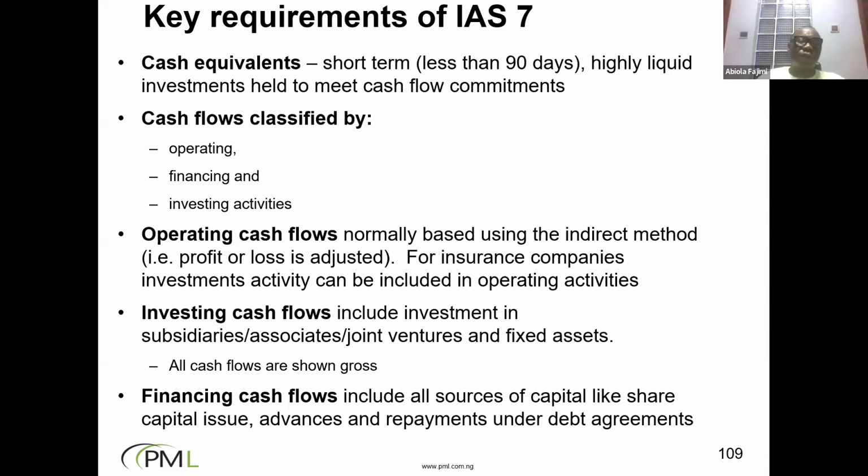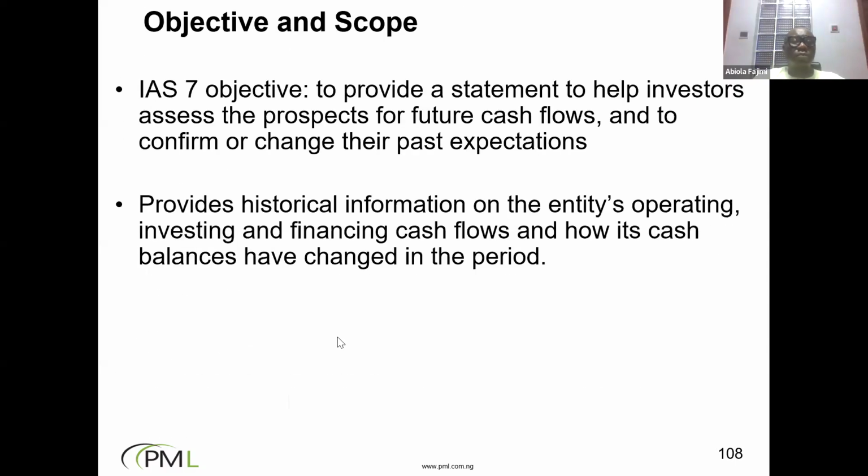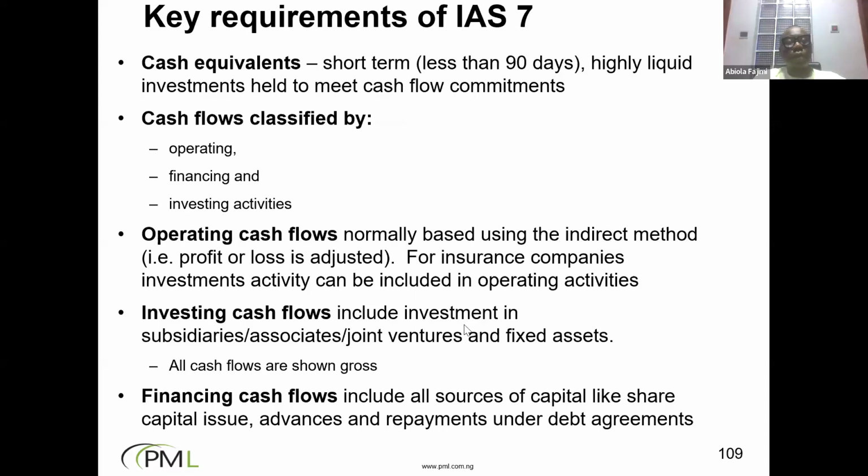Then your cash flow is classified into 3 groups: operating, financing, and investing. So for operating, this is the activity that has to do with the day-to-day activities of the business, the core mandate of the business. That's your operating cash flow activity. Whereas investing cash flow includes investment in subsidiary, asset purchase, building. All of these are examples of investing activity. Then financing activities talk about the source of capital, like share capital issue, advances and repayment. All of these are examples of financing cash flow activity.